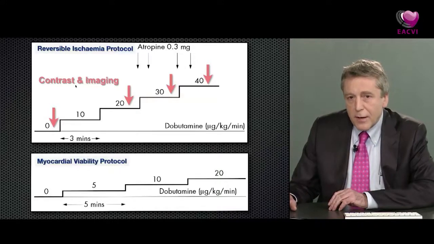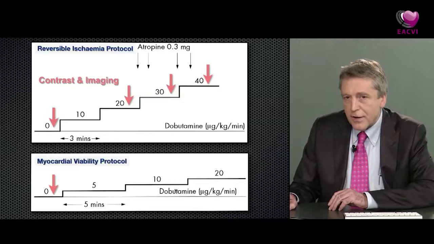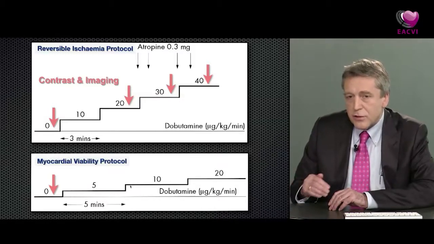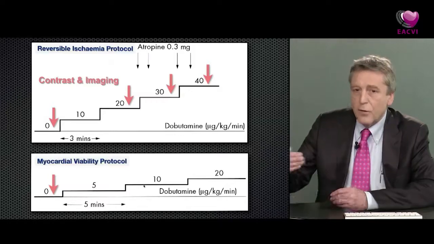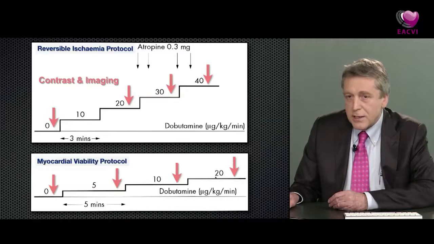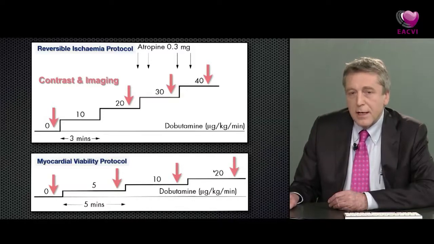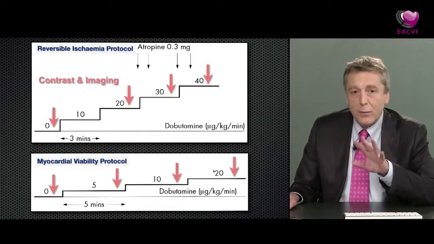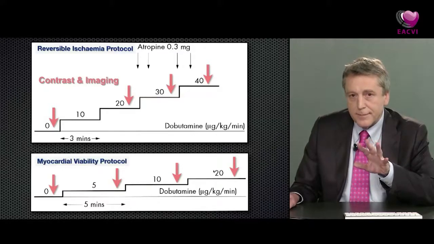Now, a myocardial viability protocol is defined by the fact that actually we go to a lower dose, usually about 20 micrograms per kilogram per minute, and the stages are longer. They're 5-minute stages rather than 3-minute stages, so that you get the opportunity to see contractile reserve in the myocardium before ischemia occurs. And again, we would image at baseline and at each stage, low dose, intermediate, and then our high dose, which again is 20 micrograms per kilogram per minute. And again, I would start the contrast about 1 minute before we start imaging.